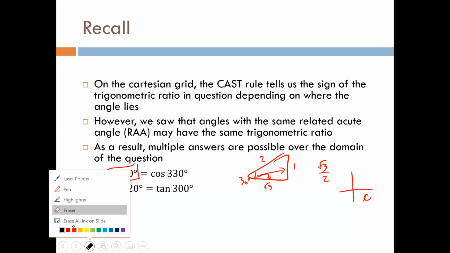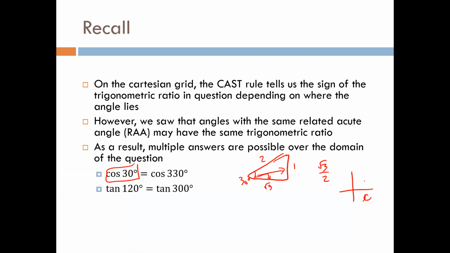So we know, according to the CAST rule, that if it's in the first quadrant, which it is, 30 degrees is right here, the cosine ratio will be positive, and then in the fourth quadrant, the cosine ratio will also be positive. So the cosine of 30 degrees is equal to the cosine of 330 degrees. That again makes it confusing, because if I give you that the cosine ratio is square root of 3 over 2, then you technically have 2 possible answers, 30 degrees and 330 degrees. So it makes it a little more complex.